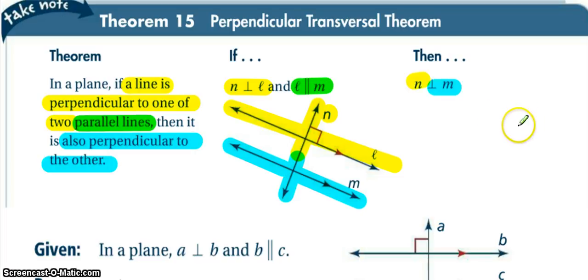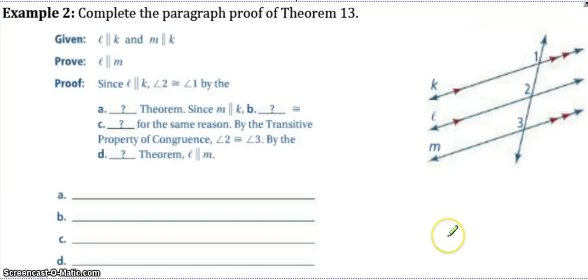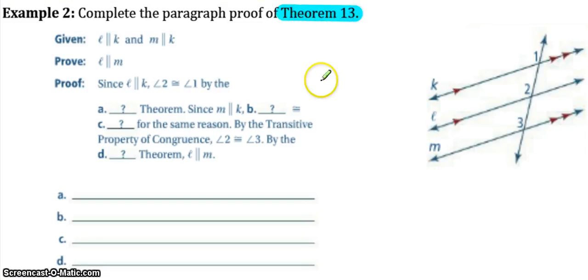And we will be working through these proofs here. So if you want to go ahead and check out example 2 on your notes, go ahead and try to complete that proof. If you're not aware of what I'm discussing, here's the problem. The given is that L is parallel to K and M is parallel to K, and we want to prove that L is parallel to M. So this is proving our Theorem 13.